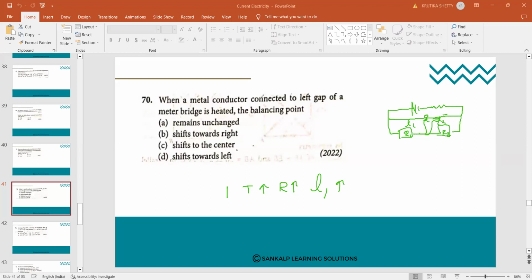I hope the concept is clear to you. If you see the apparatus you will get a slightly clearer idea. When temperature increases, resistance increases, the length also increases, therefore it shifts towards the right. Null point means balancing length. For example, if it was 30 cm, it may come to 32 cm, so the value is slightly higher.